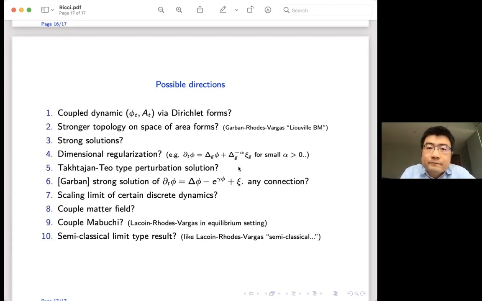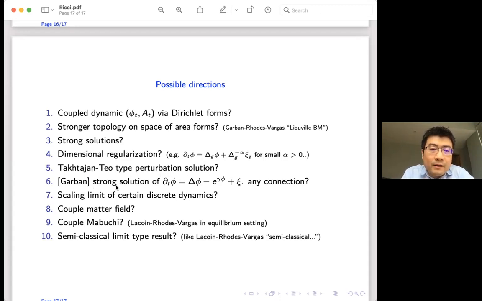Or you can maybe perturb the equation in the noise, right? If you turn off the noise, then it's just the classical Ricci flow, and then you write the solution as a series or something, which would be close to this perturbative approach to Liouville quantum gravity.